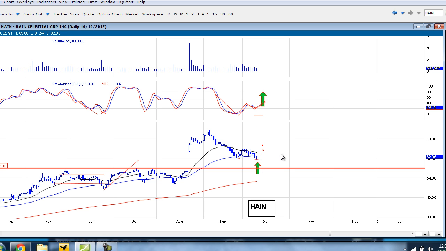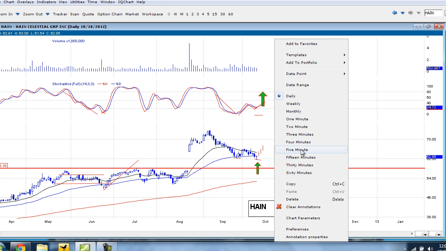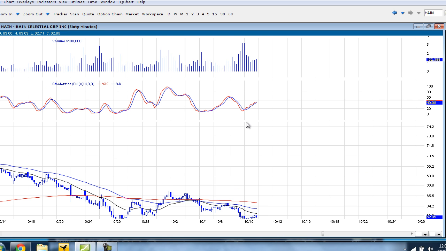I just want to get the trigger. I want to get the confirmation of the crossover. Really, for that to happen, I would say we probably just have to move a little bit higher tomorrow. Everything does look pretty good, though, on Hain Celestial Group, Hain.